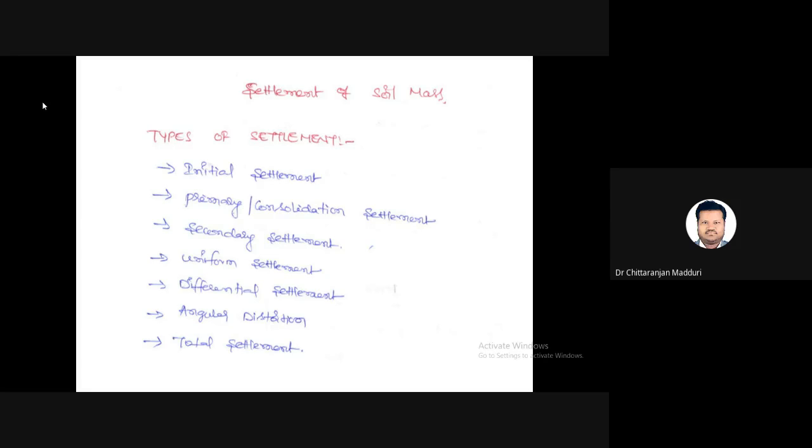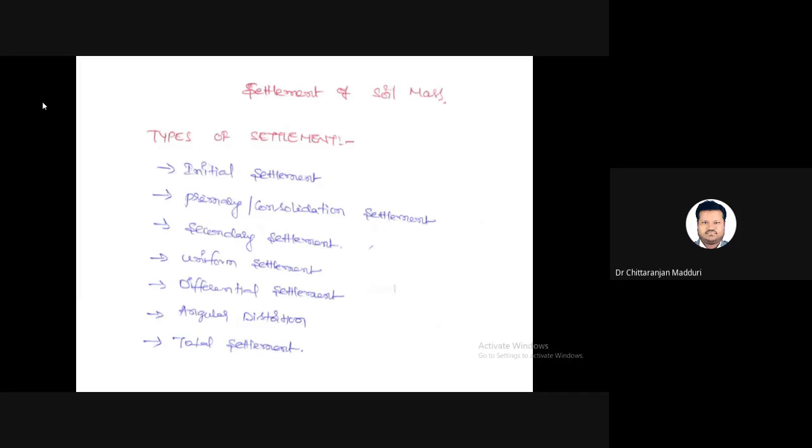Due to the application of the load, these attractive forces are destroyed, so the adsorbed water is also expelled out. Because of this, there will be some change in volume of the soil mass. At the same time, there will be some change in shape of the soil particles, because the soil particle also changes its shape under load. Because of plastic readjustment of soil particles and expulsion of adsorbed water, there is a change in volume of the soil mass. This change in volume is known as secondary settlement. It continues till the end of the life of the structure.